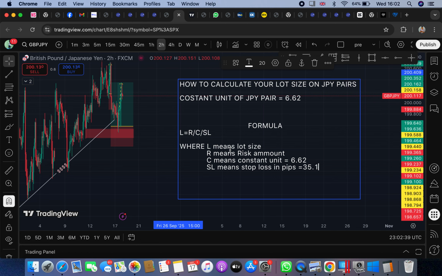Now the risk amount is decided by you, the person taking the trade. Maybe you want to risk $50, or $100, whatever amount you want, you put it in the risk amount. But for the sake of this video, I want to use $50, which everyone can afford. So R equals $50.